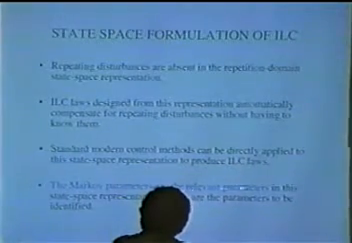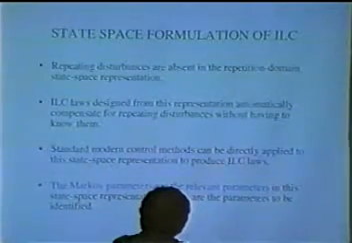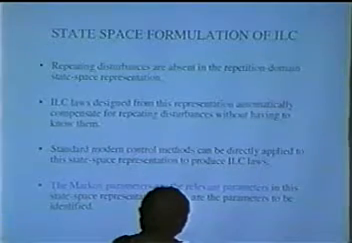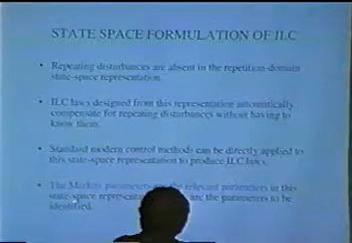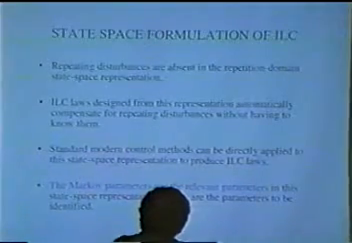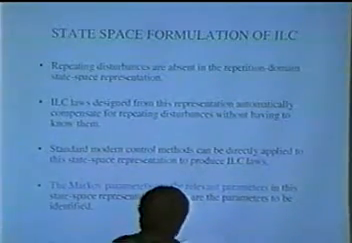And then the key statement here, as far as system ID is concerned, is that the Markov parameters, CB, CAB, CA squared B, those combinations are the relevant parameters in this representation. And they are the parameters that we want to identify.